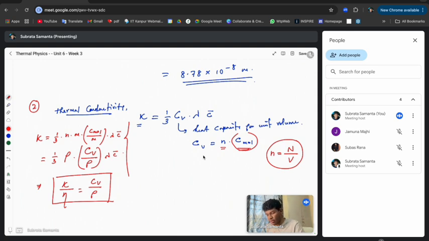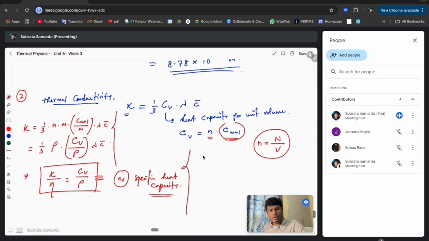So when we take the ratio, kappa over eta is Cv over rho. So this is basically the specific heat capacity. It's a small Cv, not the capital Cv, so I just write a small Cv. This small Cv is the specific heat capacity. Now this specific heat capacity is a constant, and it's independent of temperature.